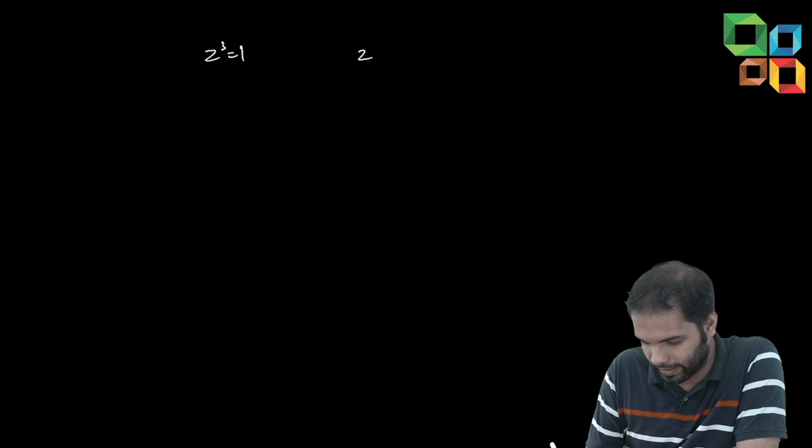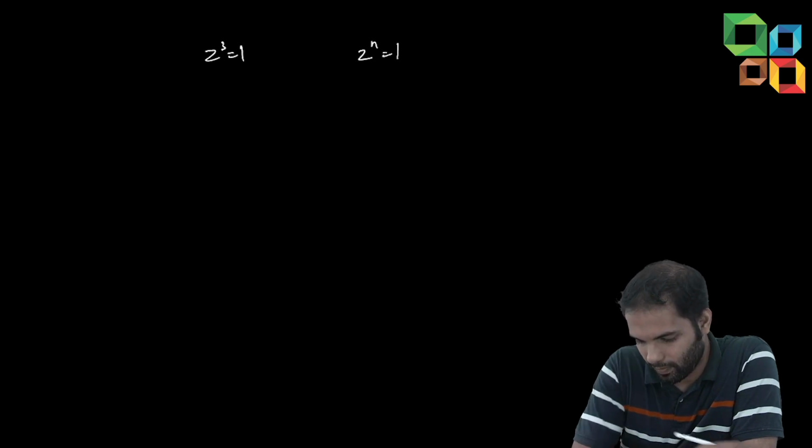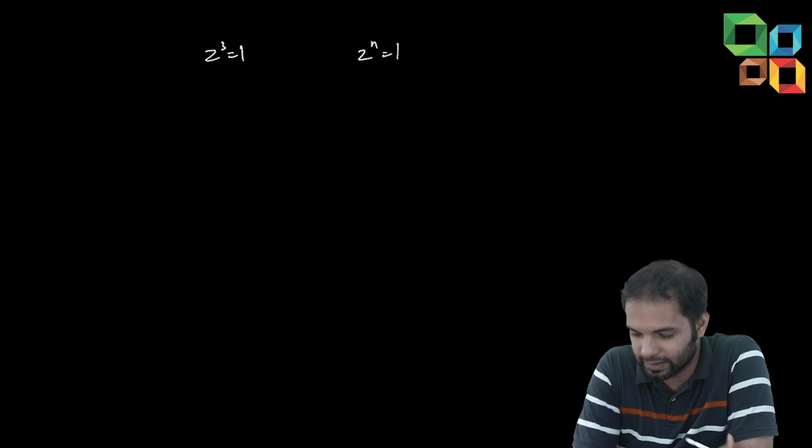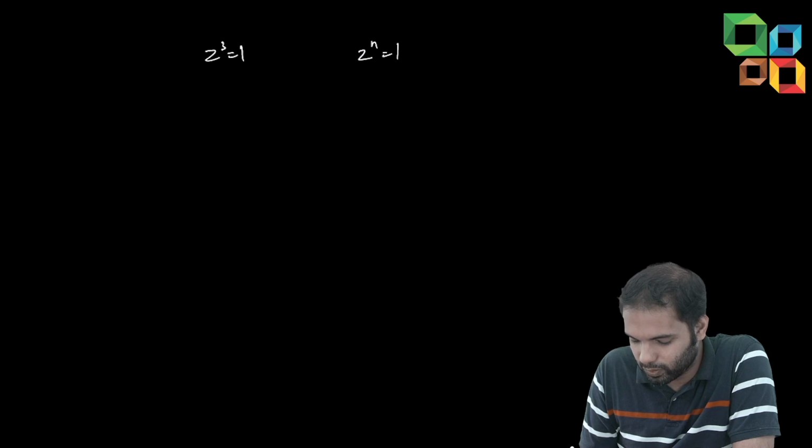So now we're going to look at nth root of unity. We have looked at z cube equal to 1. What are the roots? In general, we look at what happens if you take z power n equal to 1. You can guess. z power n equal to 1.